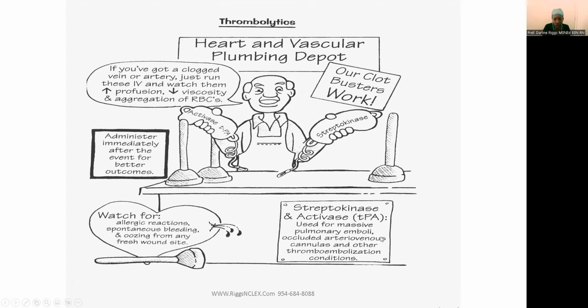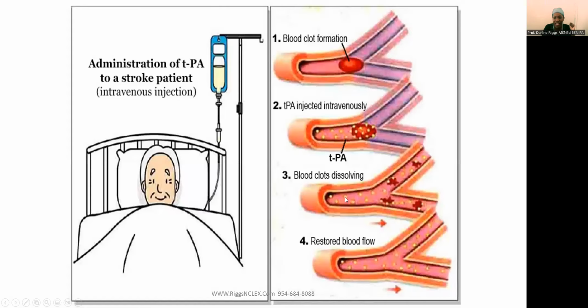Okay, arteriovenous occlusions, thromboembolism, nice visual for those of you who are visual learners. And here's really what's happening. You could start off like this. That's huge. There's no blood flowing past that. And then you give the TPA injection and it breaks them down. And now that opens the pathway. Okay, so I think you should be good with your thrombolytics.